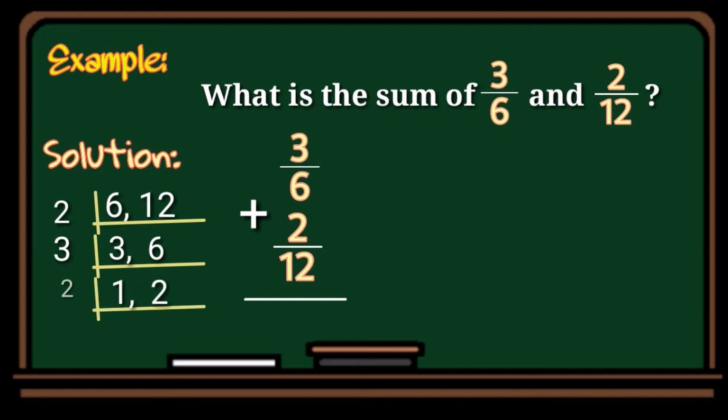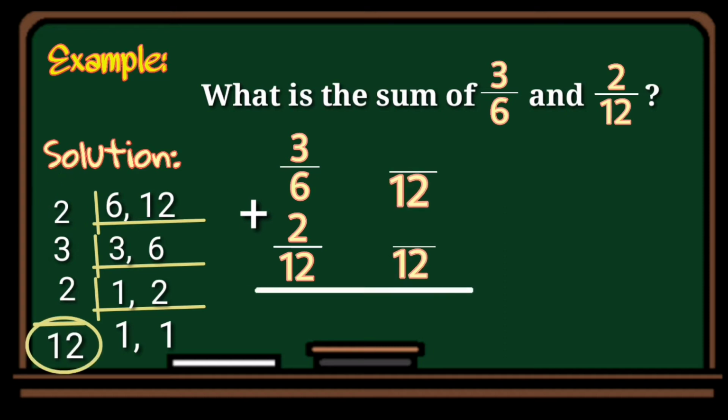And then we have 2 as our divisor. 1 divided by 2 cannot be, just bring down 1. And then 2 divided by 2 is 1. And then multiply all the divisors. We have 2 times 3 times 2. The answer is 12. And that will be our common denominator. Given our common denominator, we rename the fractions as equivalent similar fractions. So how are we going to do that? Just divide the denominators and multiply the numerator to make it as new numerator.